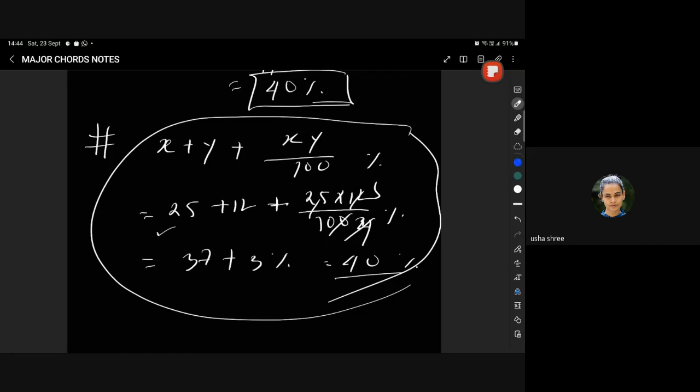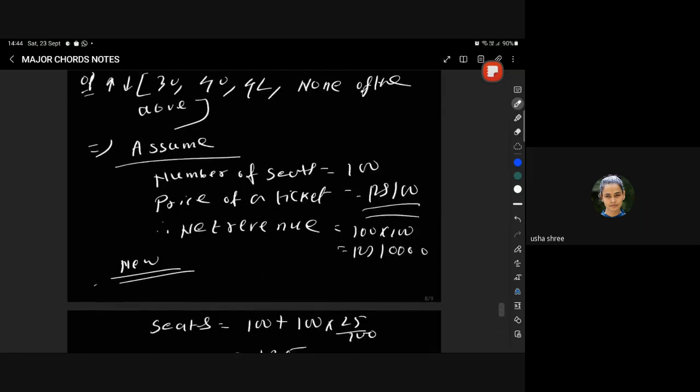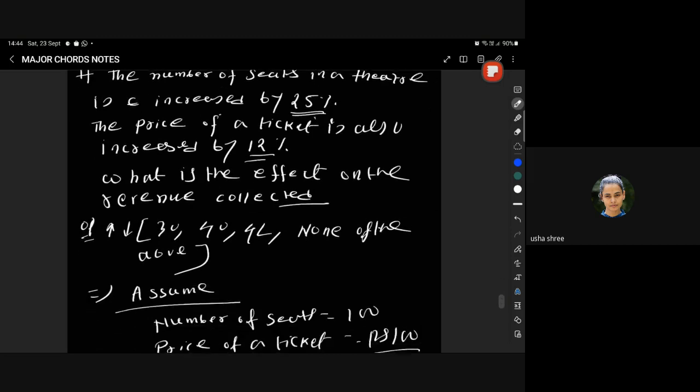How can we take them as consecutive increases? These are not consecutive increases. These are increases in two different things, but they are getting reflected in your revenue ultimately. That's why both will give you the same value. You can just examine this result.